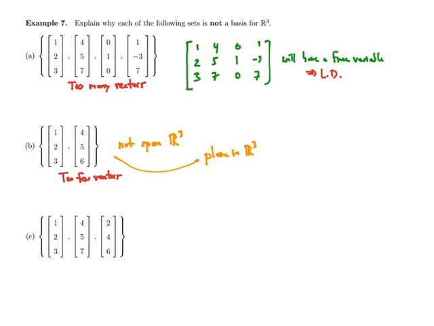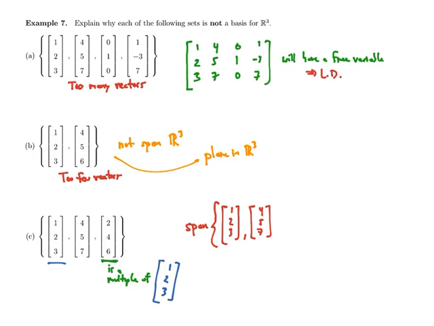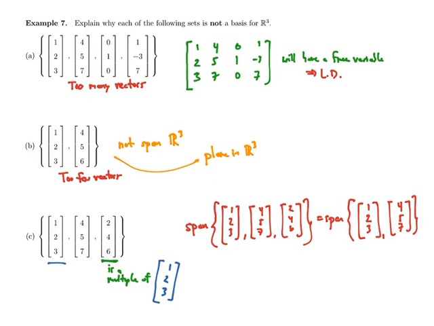And then C, even though we have the right number of vectors, this is also not a basis because (2, 4, 6) is a multiple of the first vector there, (1, 2, 3). So therefore, the span of these vectors, (1, 2, 3), (4, 5, 7), and (2, 4, 6), we could rewrite as the span of just the first 2 vectors because the other one is going to be in that span itself. And therefore, this is not going to span R3. It is a plane in R3.